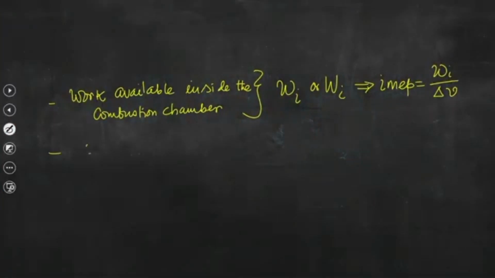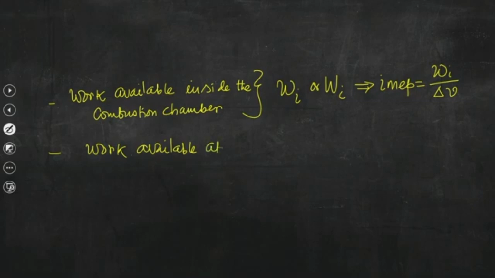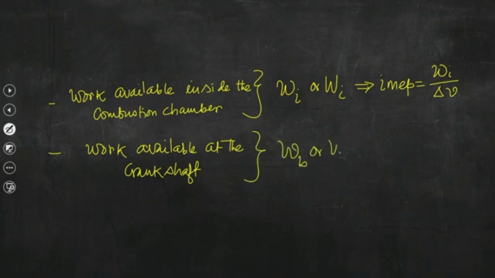Similarly, the work available at the crankshaft, and this is the WB or brake work. So, this is the brake work, and if we define the mean effective pressure based on the brake work, that would be WB by delta V.